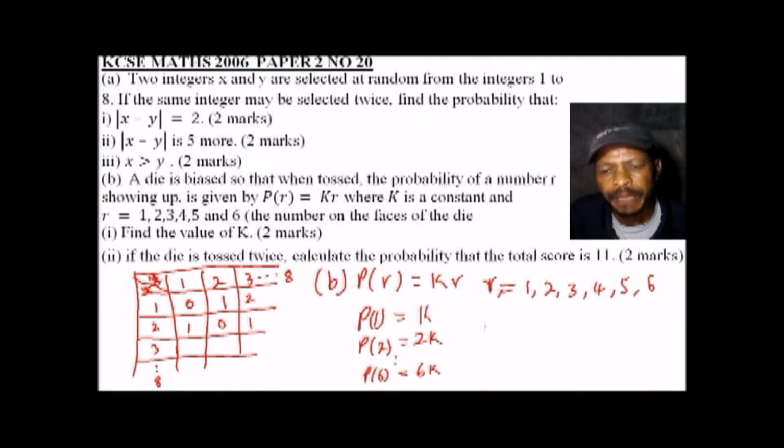Then you note that when you add all these probabilities, they should add up to 1, because probability ranges from 0 up to 1. Then you'll be able to find the value of k, and with that you can also get the probability of getting a total score of 11, because only 5 and 6 add up to 11. So let's work out that question and see what we get.